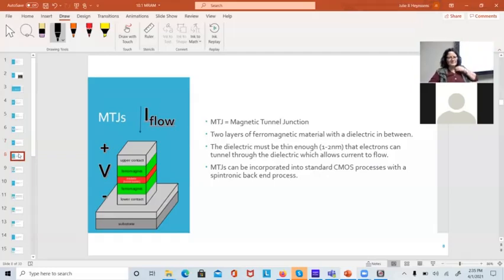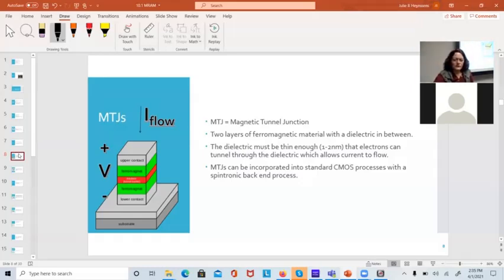Okay. So this is an MTJ. Notice our passive sign convention is going the correct way. This wasn't handled by physicists. We've got current flowing into the positive voltage terminal, and we're going to measure the resistance across it when we use it as a memory. And this is the most basic way we can do it.